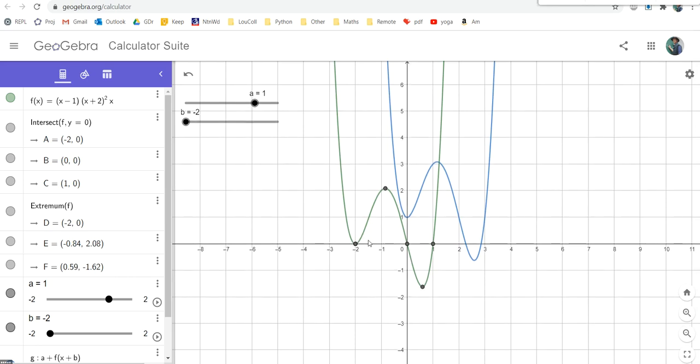And so if we know, for instance, that there is a minimum at minus 2, 0, we just need to move that point according to the same translation vector, 2 to the right and 1 up. And we get the minimum of our new graph, 0, 1.